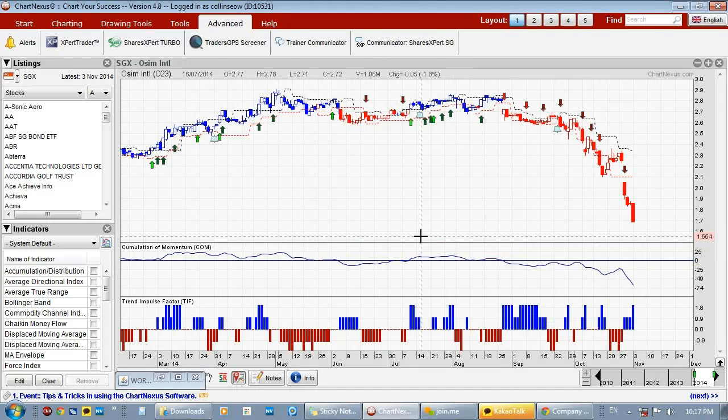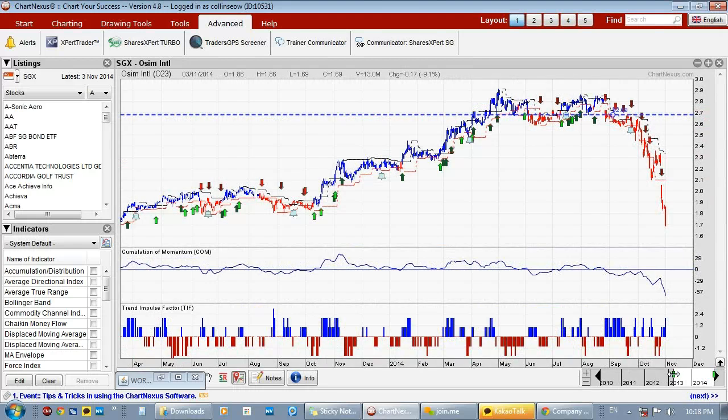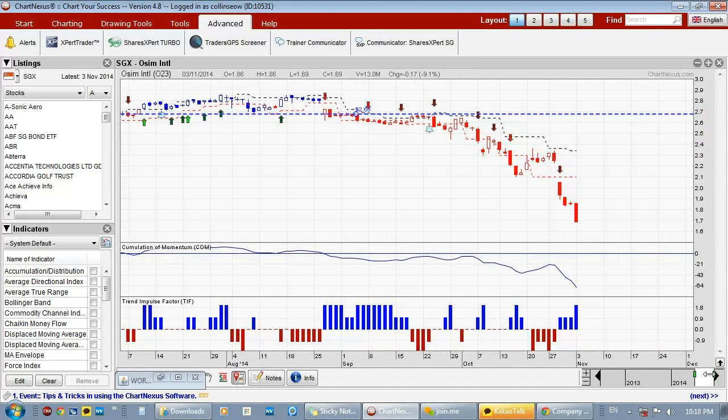Another one, OSIM. Okay, some of you shorted, I believe, and I don't know whether you're still holding your shorts. I believe you are. If you are holding your shorts, just continue to hold. Nothing much I can say. This stock is just down. No bottom yet. I don't think it's at the bottom already.